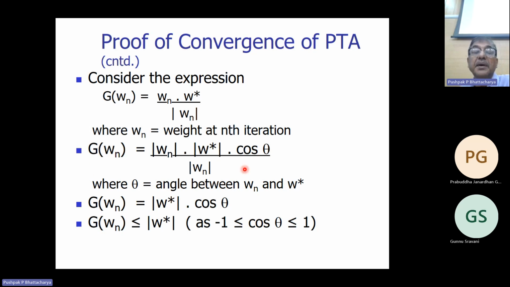Now G(wn) we see is expanded as mod wn times mod w star times cos theta, where theta is the angle between the two vectors. Divided by mod wn, the mod wn cancels. So we get G(wn) is equal to mod w star times cos theta. W star has to exist because the vectors are from a linearly separable function. We do not know that w star, but it has to exist. So G(wn) then is upper bounded by the mod of w star.